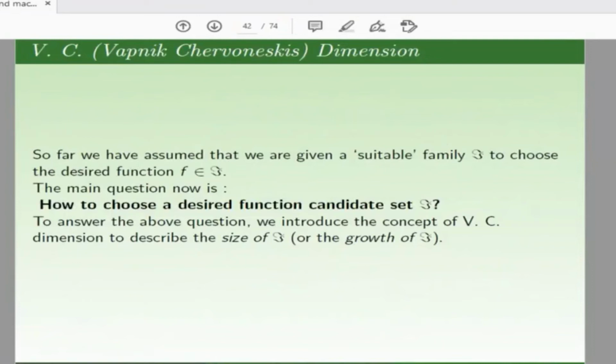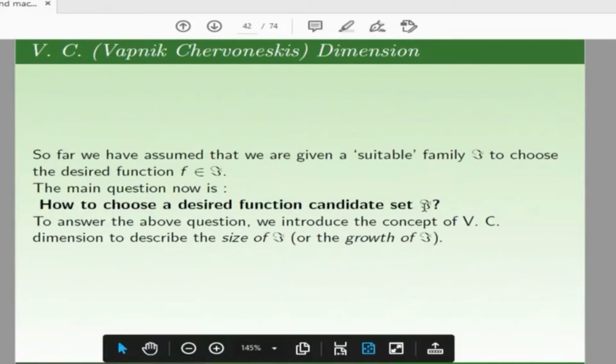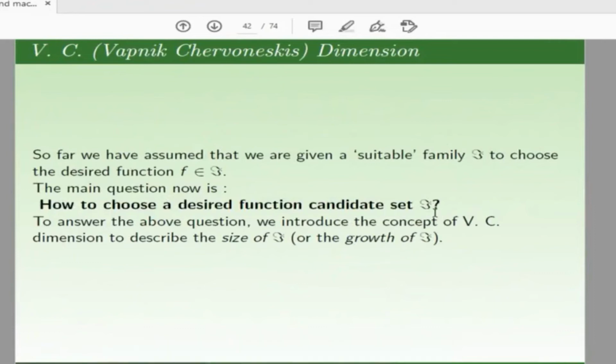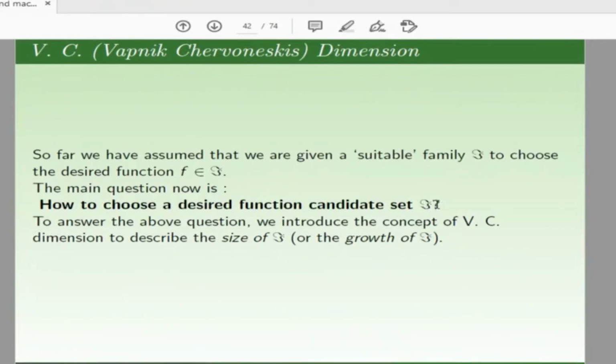Okay, so this is the main question now. How to choose a desired function candidate set F? That means how to choose the family of functions F. In terms of machine learning, do you want this family to be the family of hyperplanes? Do you want it to be a family of circles, hyperbolas in 3 dimensions or n dimensions? So how to choose this family of functions? That will decide whether the model you are suggesting is too simple or too difficult.